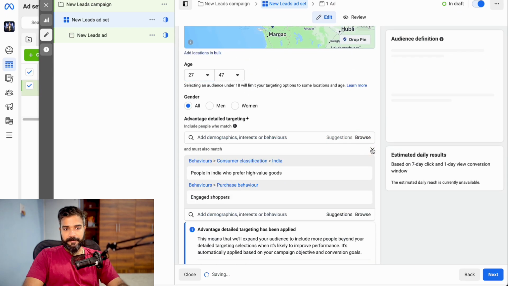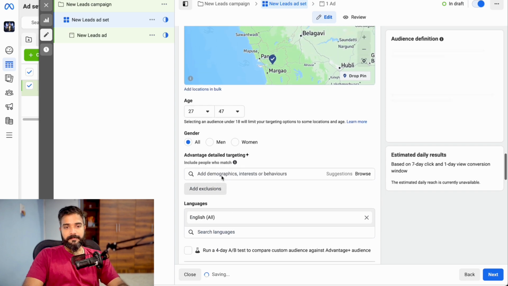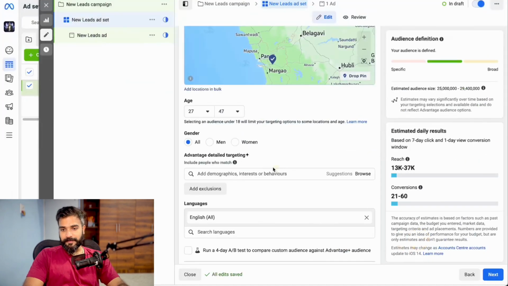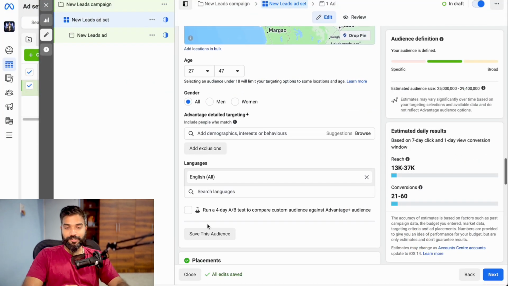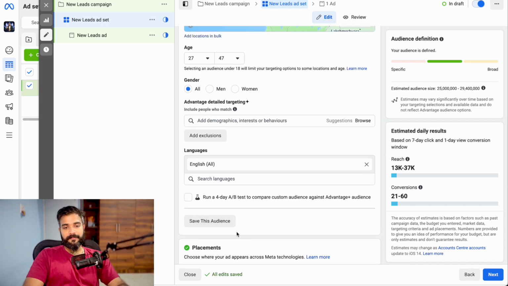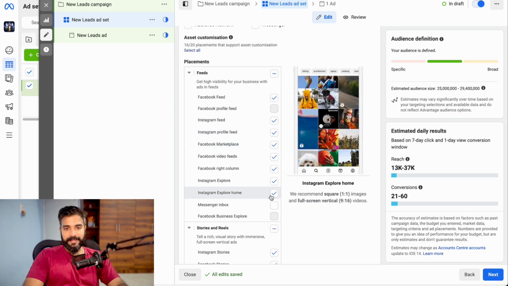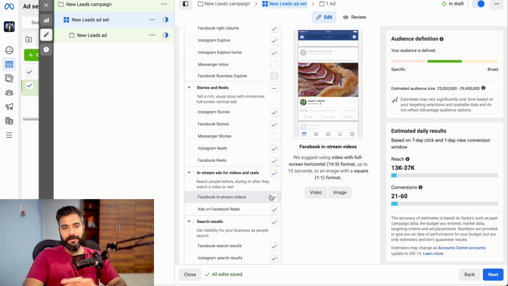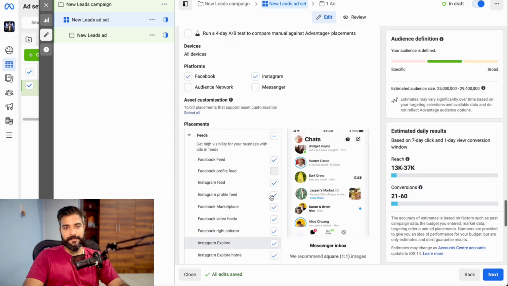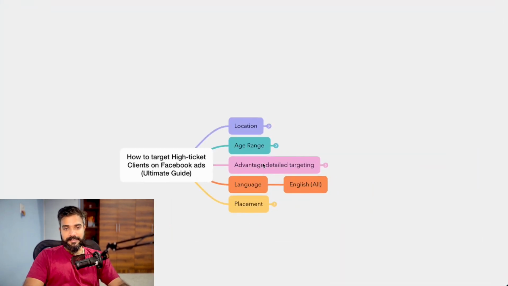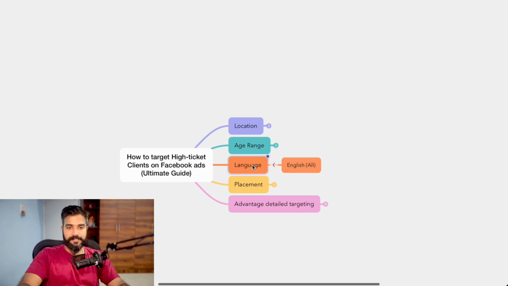Now, I was setting up a dummy campaign. Before I get into the advanced detail targeting, let me talk about the language. I purposefully select English because I want people who speak in English or chat in English or put stuff in English in their feed. And for placement, I only select Facebook and Instagram and remove everything else that takes them outside of Facebook or inside Messenger. Right, now let's talk about advantage detail targeting because this is the most important component of this training.